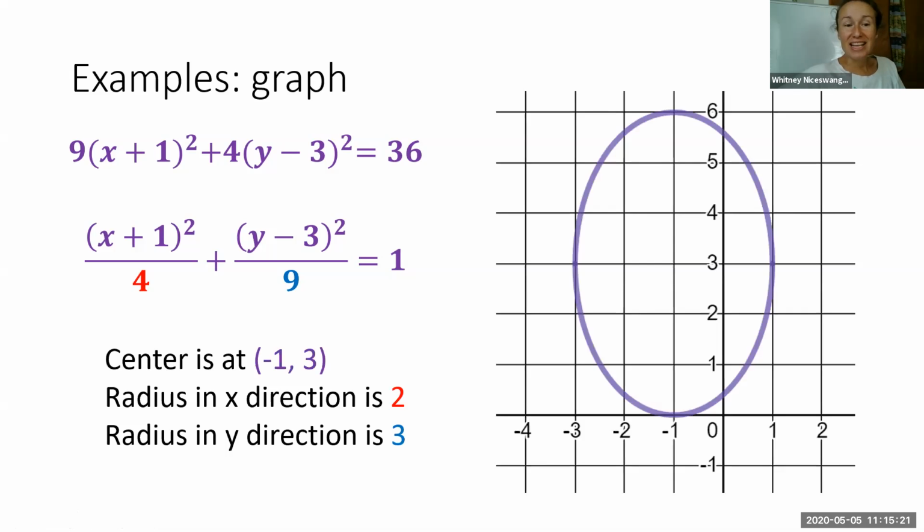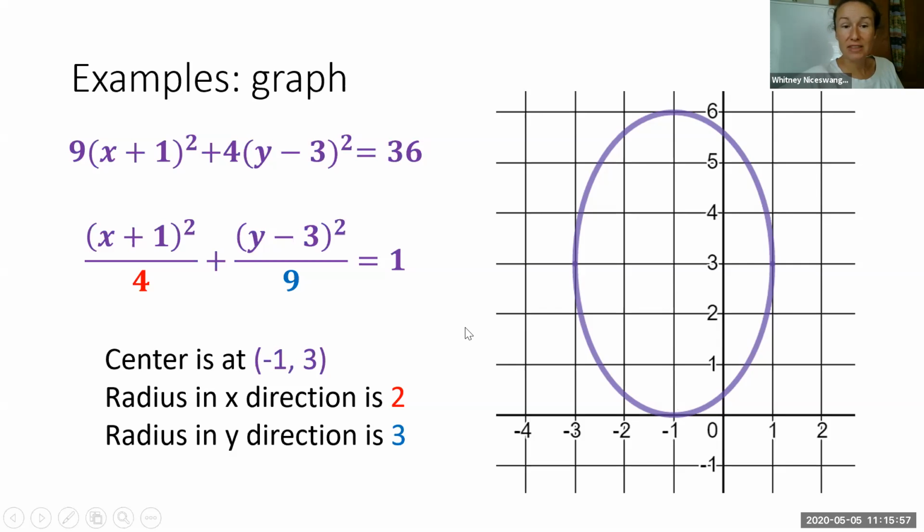With that, we can see that our center is at (-1, 3). Right? It's the opposite of what's next to x and what's next to y. Center is at (-1, 3). The radius in the x direction is the number below x square rooted. So the x direction radius is 2. So we give ourselves 2 on either side of the center. And the radius in the y direction is 3 because it's the square root of the number below y. So we give ourselves 3 from the center in the y direction.